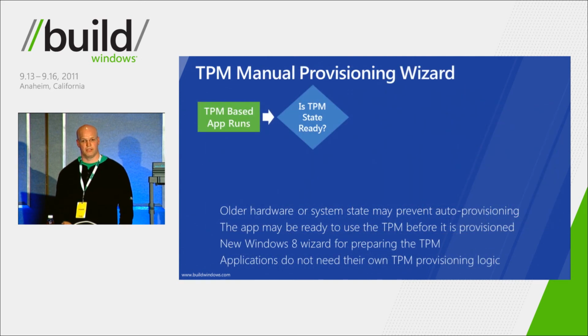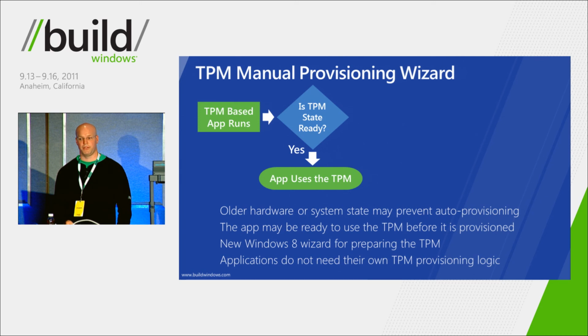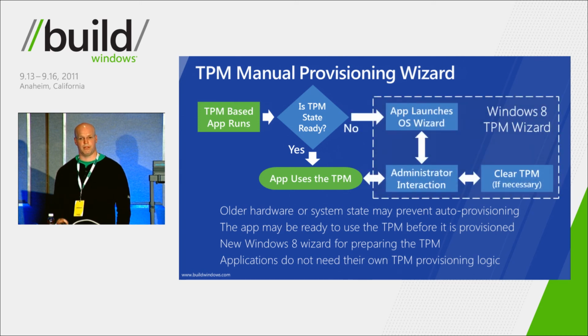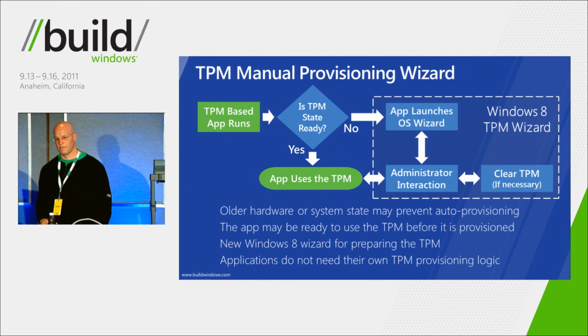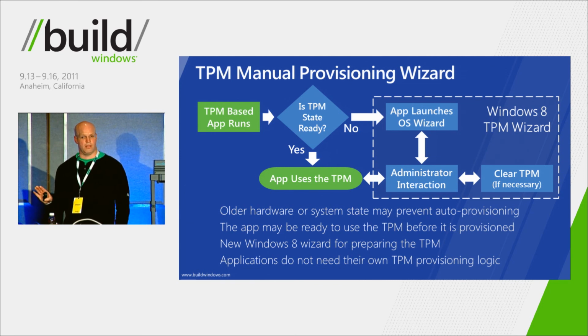If that's the case, we have some extra capabilities we've added in the OS that are a public interface you can use. Basically, when your application runs, you can check the TPM state. If the TPM is in a ready state, you can go ahead and use it. If the TPM is not in a ready state, there's an OS wizard your application can launch. That OS wizard will walk through the process with an administrator of getting the TPM so it is in the ready state and it's properly provisioned for the OS to use it. This presents a Windows UI for the user.